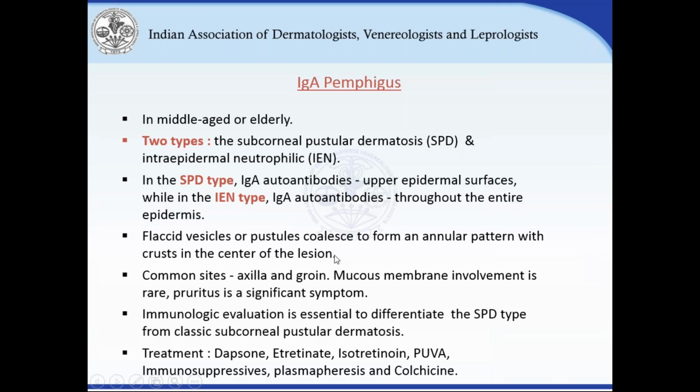Now, in either case, it will be flaccid vesicles or pustules coalescing to form an annular pattern with crusts in the center of the lesion. The common sites are axilla and groin. Mucosal membranes involvement is rare. Pruritus is a significant symptom.